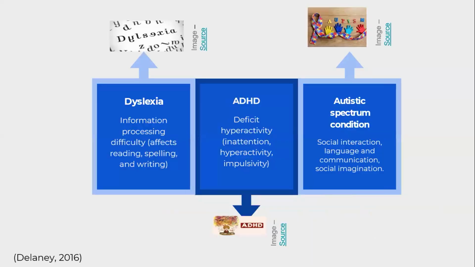Now, I would like to go very briefly through the different types of neurodivergent students we might have in the classroom. We might have students with dyslexia, and dyslexia is an information processing difficulty. Students might have their reading, spelling, and writing affected. They probably have difficulties with organization and concentration. They cannot write words the proper way. Sometimes they reverse letters.